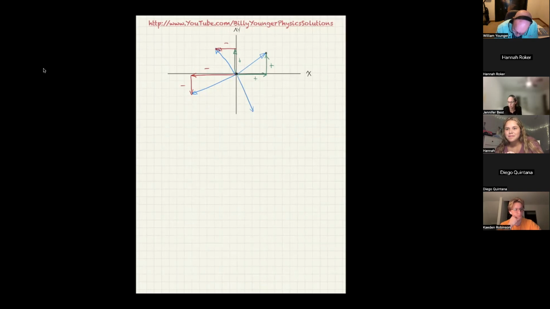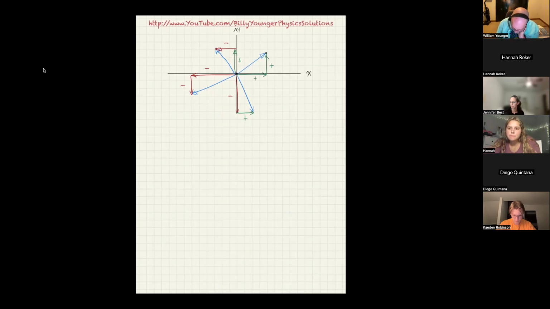In this case, I'm going to go down, which is a negative direction. But then I'm going to go to the right, which is a positive direction. So this is positive, and this is negative. Did that help you, Hannah? Okay. So yeah, that's the kind of stuff you want to do.